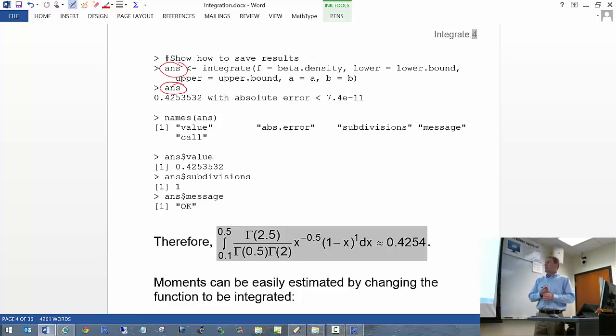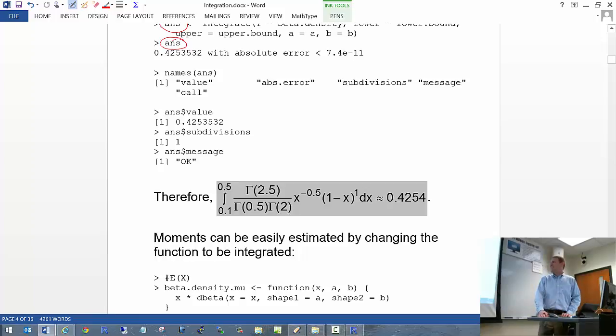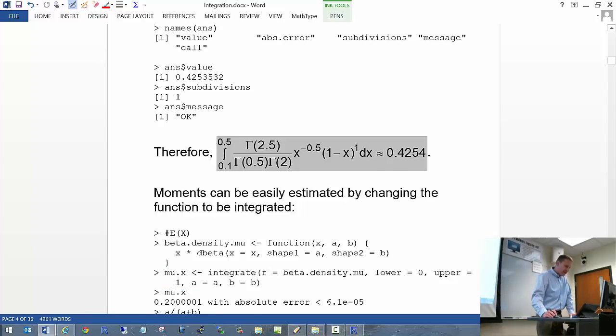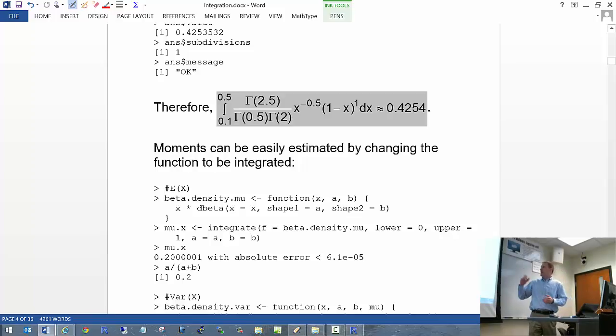One reason I want to point this out is because I once had a student who needed to do some numerical integration. She was finding an equal-tailed credible interval, and it was a weird distribution. She needed to integrate, and unfortunately, she did not understand how she could save the results from doing the integration. So you can learn from her issues, and that's how you can do it.